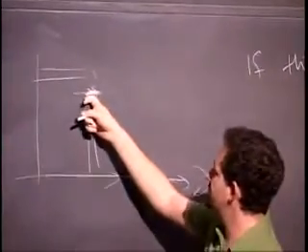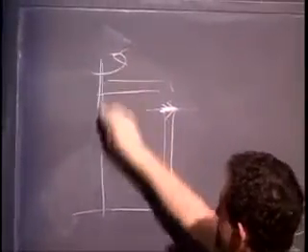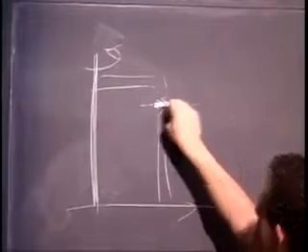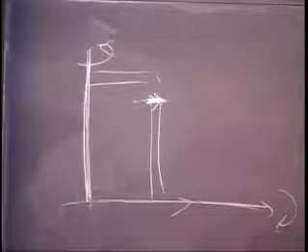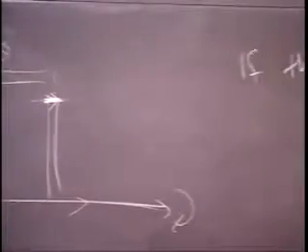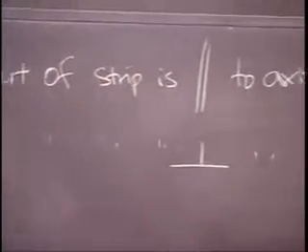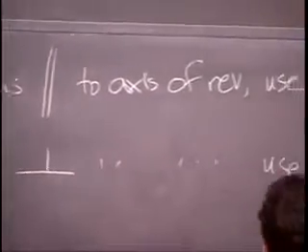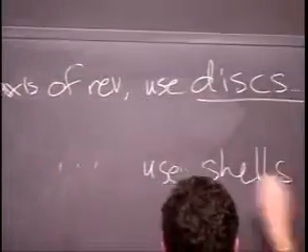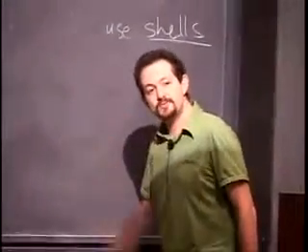But of course, if it's perpendicular, so over here, if we were revolving around the y-axis, here's the axis of revolution, there's the thin part, we're going to use the shell method. If the thin part of the strip is perpendicular to the axis of revolution, use shells. And you should be able to see it just by mentally revolving the thing, but if there's any confusion, that's a little reality check.